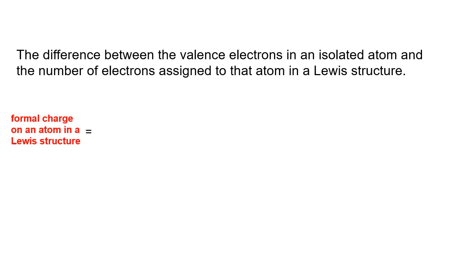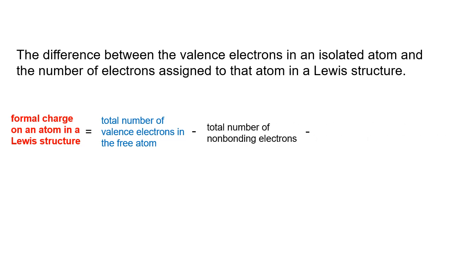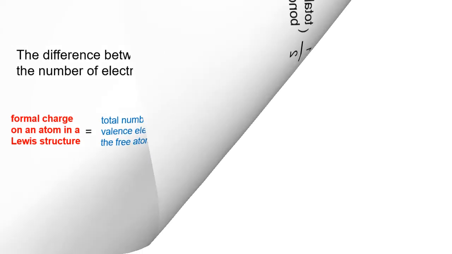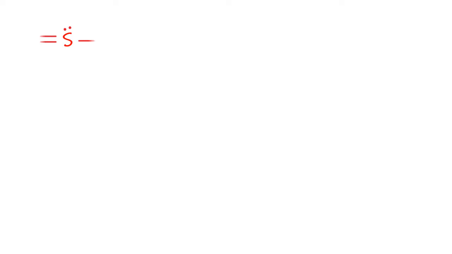Formal charge of an atom in a Lewis structure is equal to the number of valence electrons in that atom when it is separate, minus the total number of non-bonding electrons, or we can say the total number of lone pair electrons, minus 1 by 2 the total number of bonding electrons. Okay, here we have an example. Let's calculate the formal charge for each atom.